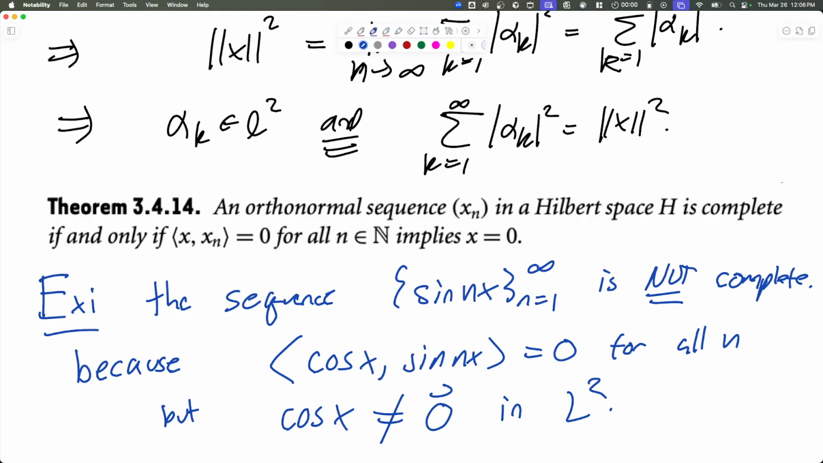If there are functions out there that are perpendicular to everything in the list you gave me but are not the 0 function, then it is not complete. And so that's why it's an if and only if. Okay. So that's the kind of thing we're going to do. This is the kind of thing you would want.